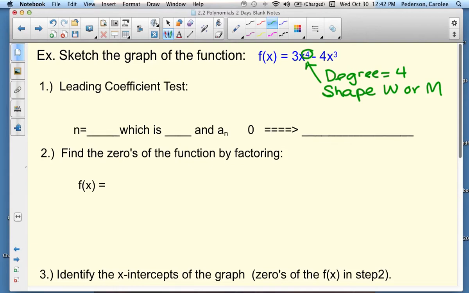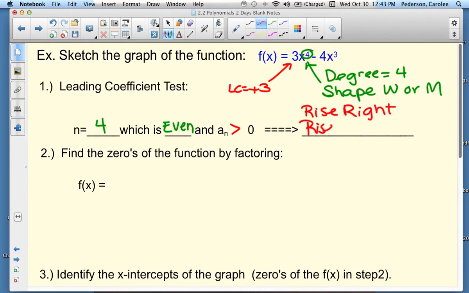So our degree is 4 in the leading coefficient test, which means it's even. Now let's focus on the leading coefficient of a positive 3. So that tells us that the leading coefficient is greater than 0. So our end behavior is it's going to rise on the right and rise on the left.